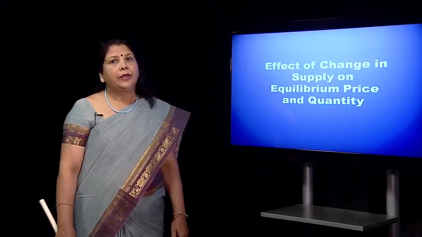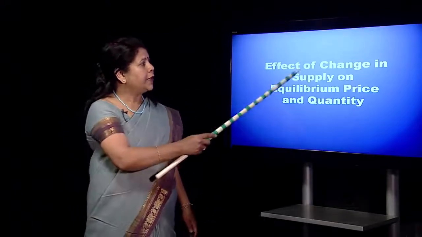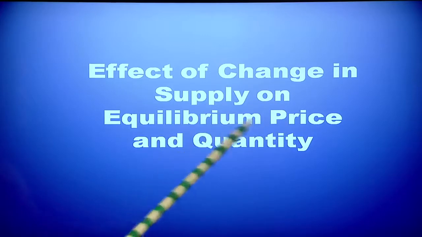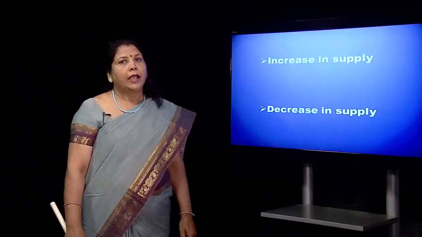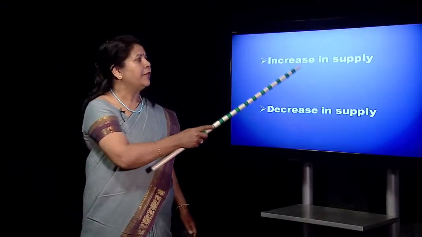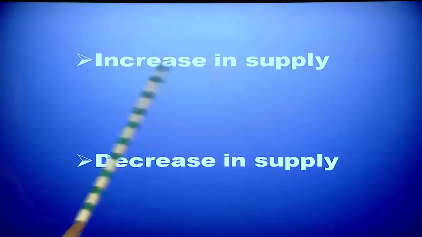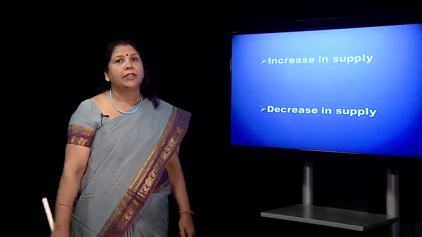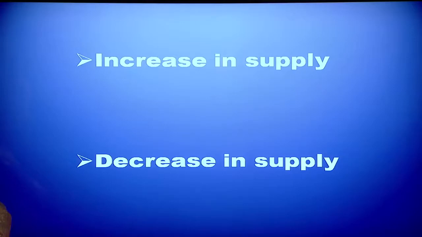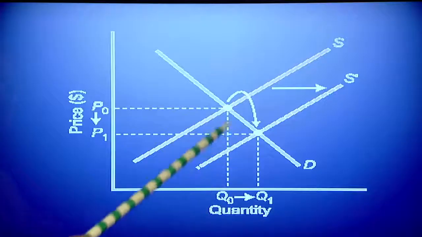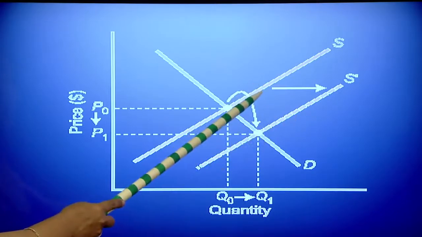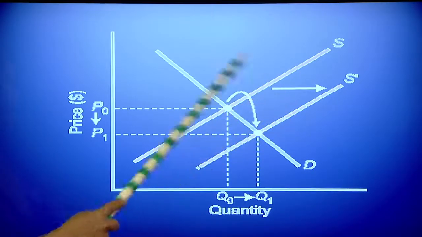Let us now look at the effect of change in supply on equilibrium price and quantity. Again the same two situations, increase in supply wherein the supply curve will shift outwards and decrease in supply wherein the supply curve will shift inwards. Here is the diagram showing, yes, increase in supply because the supply curve has shifted outwards.